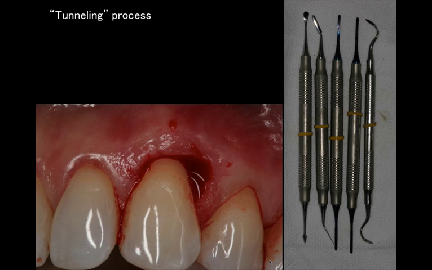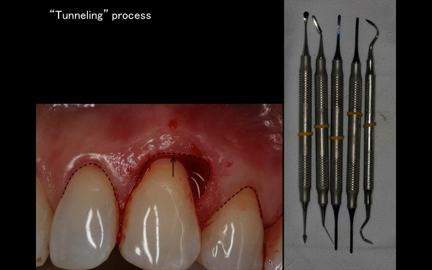And that means that I'm going to use specialized tunneling instruments, and there are different kits on the market. And these instruments allow me to create a space under the existing gingiva and the adjacent teeth to insert my graft. And basically the approach is through the sulcus. So I'm going to use a number 15 blade to start with, and then very carefully use my tunneling instruments underneath the gingiva without reflecting the papilla.